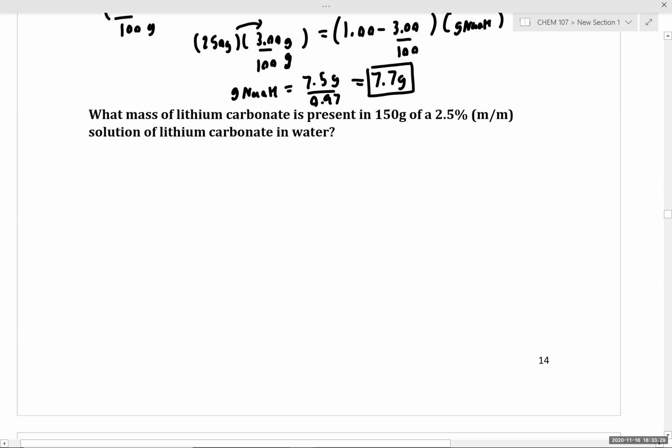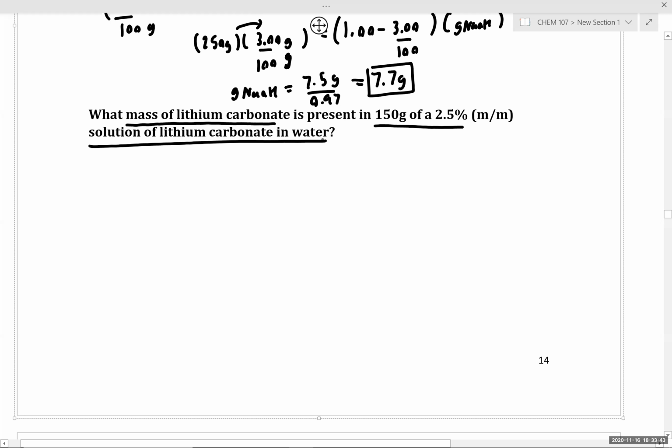let's do one more example to showcase another type of calculation. I'd like you to tell me what mass of lithium carbonate is present in 150 grams of a 2.5% mass over mass solution of lithium carbonate in water.